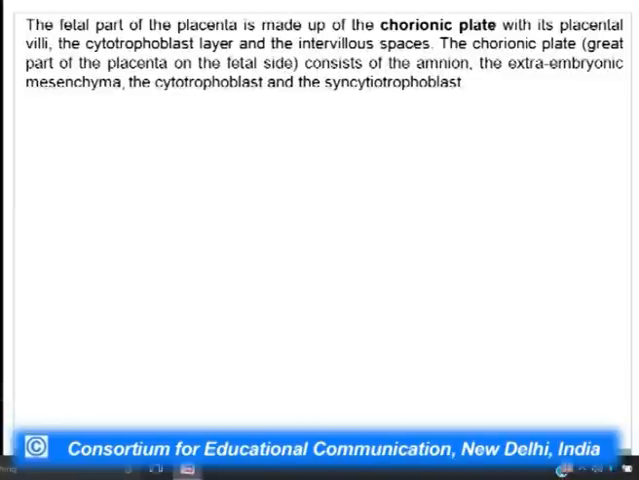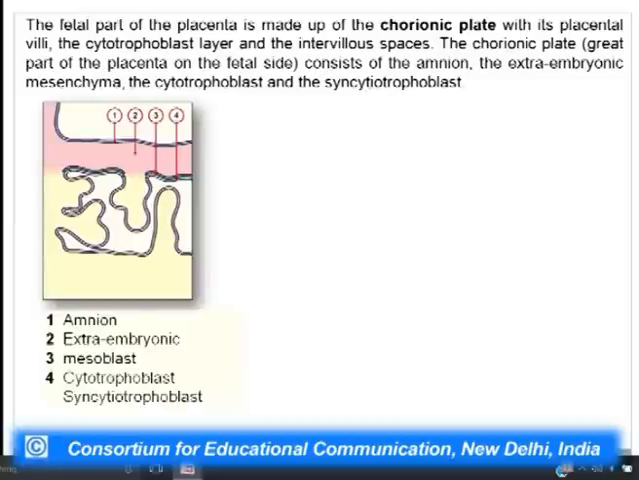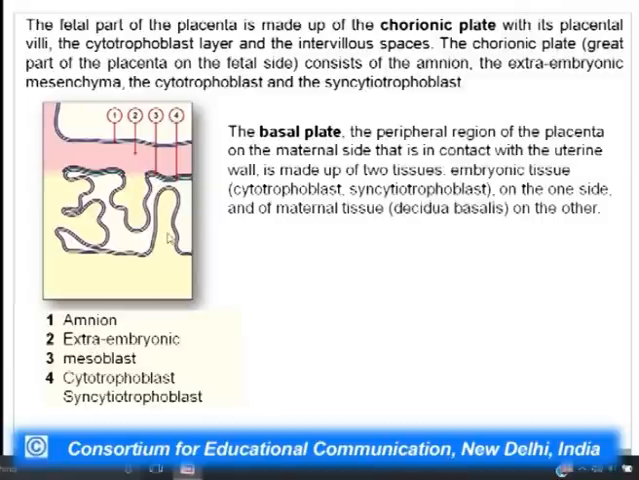The fetal part of the placenta, as I said, is made up of the chorionic plate with its placental villi, the cytotrophoblast layer and the intervillous space. The chorionic plate, the great part of the placenta on the fetal side, consists of the amnion, the extraembryonic mesenchyme, the cytotrophoblast and the syncytiotrophoblast, as we have seen. So, this is the chorionic plate. This is the amnion, this is the extraembryonic membrane space, this is the mesoblast, and these are the cytotrophoblast and the syncytiotrophoblast.